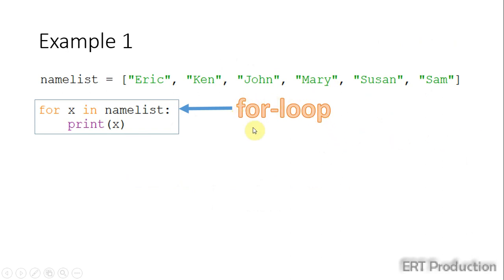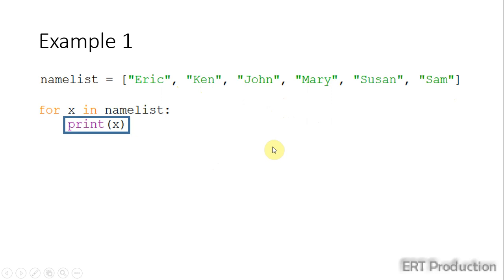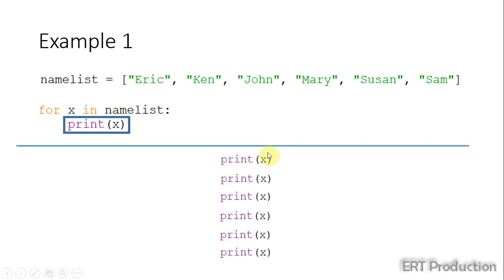It works like this. In this example, you can see this is a for loop. The indented code here is controlled by the for loop and it will be executed repeatedly. The number of times it will be repeated depends on the number of elements inside this named list. In this case, since we have 6 elements inside this named list, this print X statement will be executed 6 times like this.